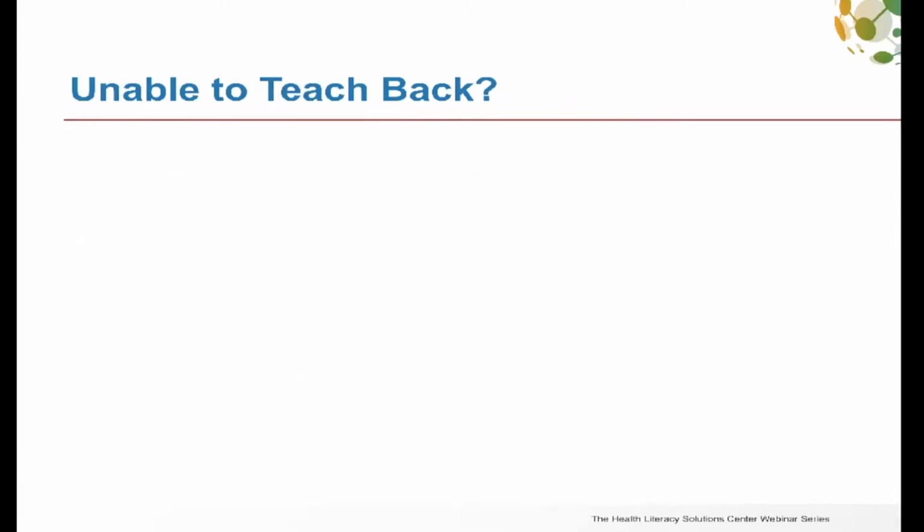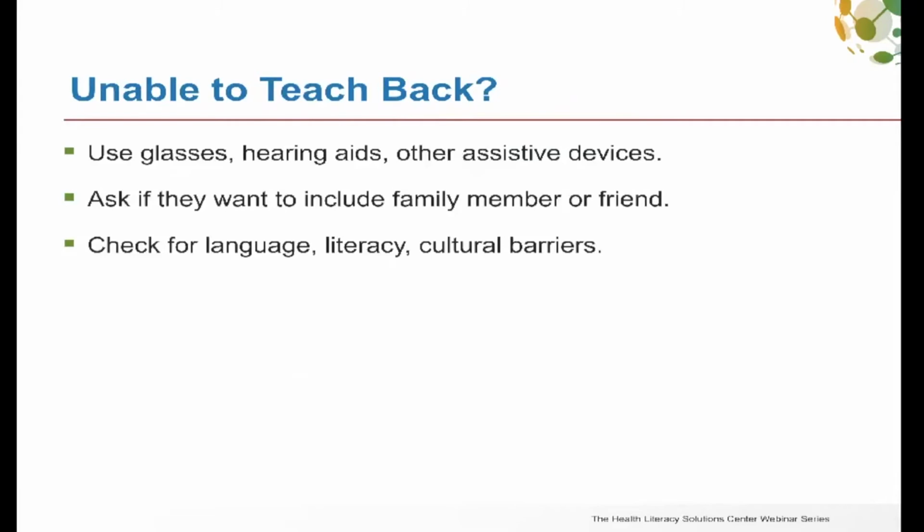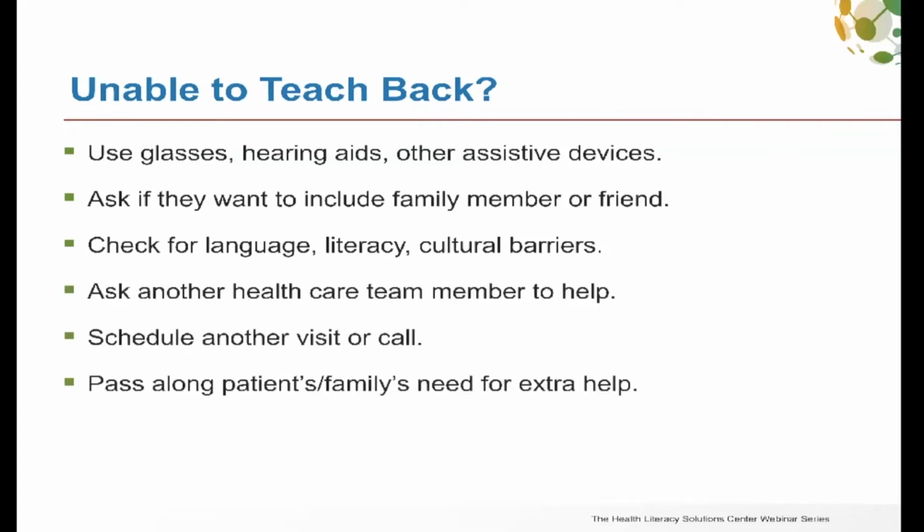And if people have trouble teaching back, take a look at a couple other things. Make sure they have hearing aids in or their glasses on, or if they need any other kind of assistive device. They may want to include a family member or a friend. Clearly, if you need to access language services for interpreting, that is important. But think about cultural barriers and literacy issues if there's a reading burden associated with what you're covering.